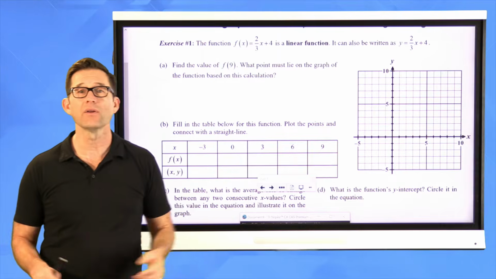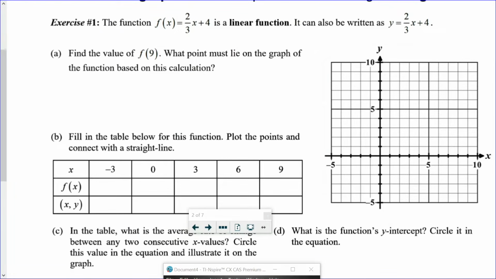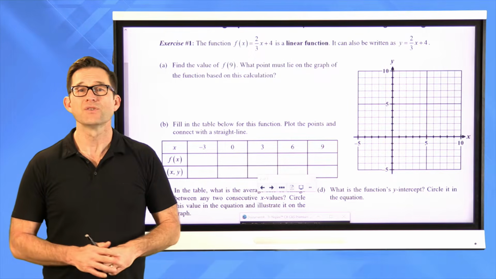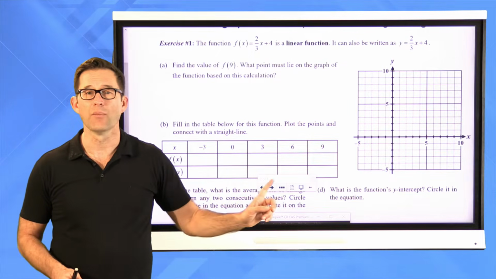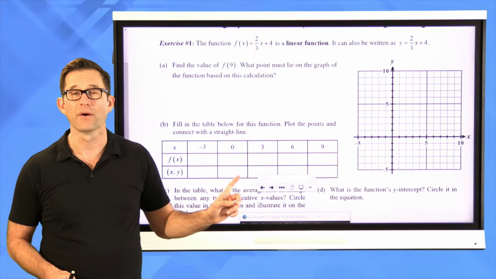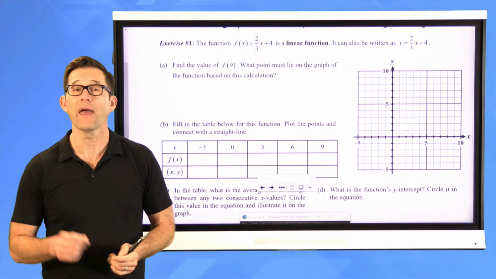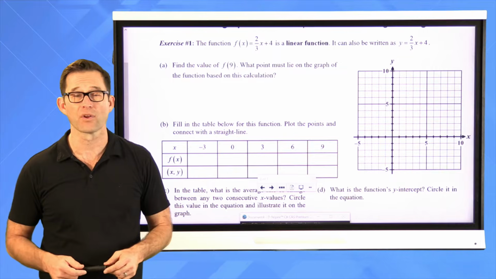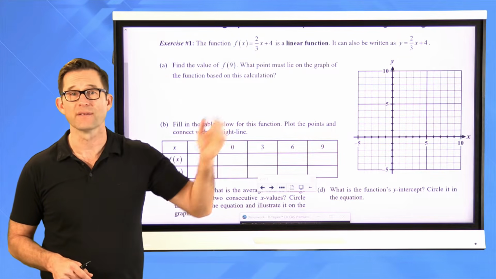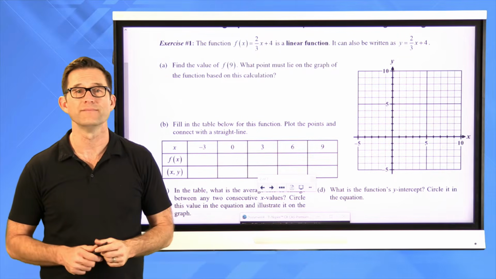So let's take a look at letter A. Find the value of f of 9. What point must lie on the graph of the function based on this calculation? All right, so even though I may fill out this table with the help of my graphing calculator, I'd like you to try to figure out what the value of f of 9 is by hand, and also what point must lie on the graph given your answer to letter A. Pause the video now.